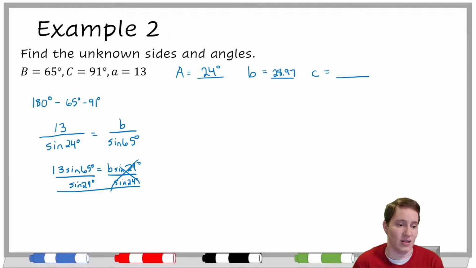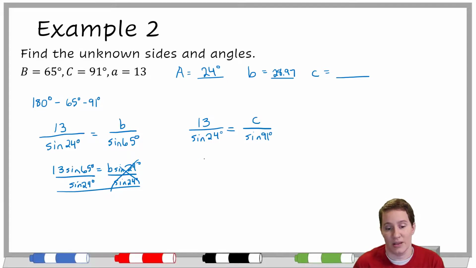Okay, now we're going to find C. We're still going to use the fraction that had 13 and sine 24 because that's what we started off knowing both parts of. Although I guess we didn't start off knowing both parts. We had to find the 24, but we can be pretty confident that the 24 is right, so that's nice. But then we're looking for C, and that's going to go over sine 91 degrees. So we're going to cross multiply. That's 13 sine 91 equals C sine 24. We're going to divide both sides by sine of 24 degrees and then work this out.